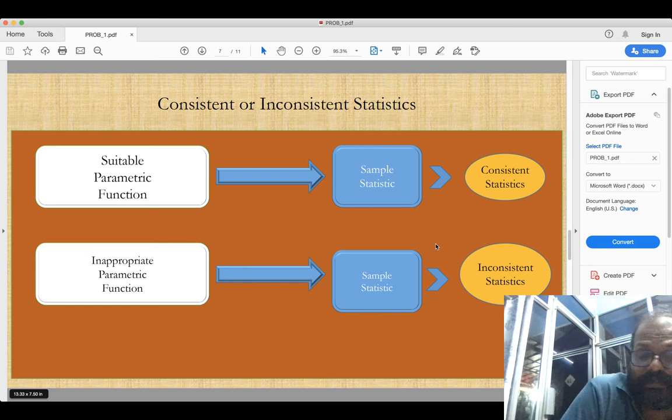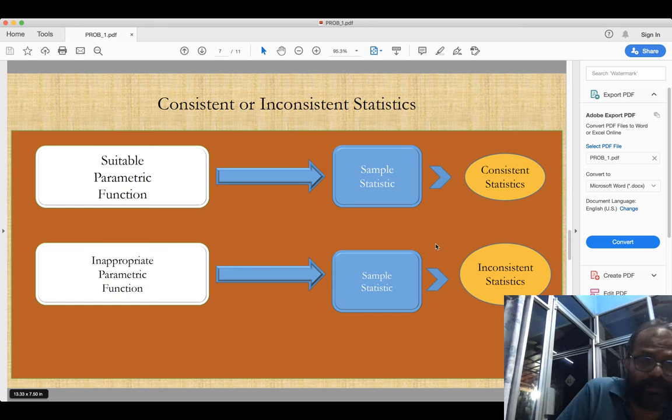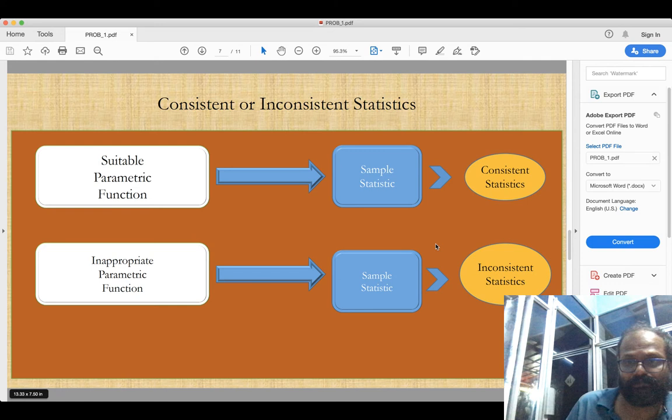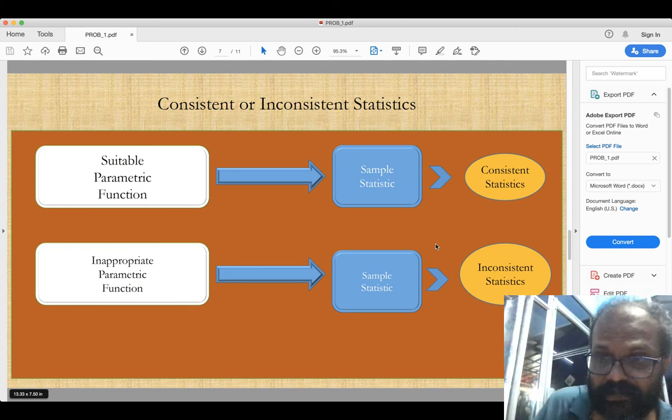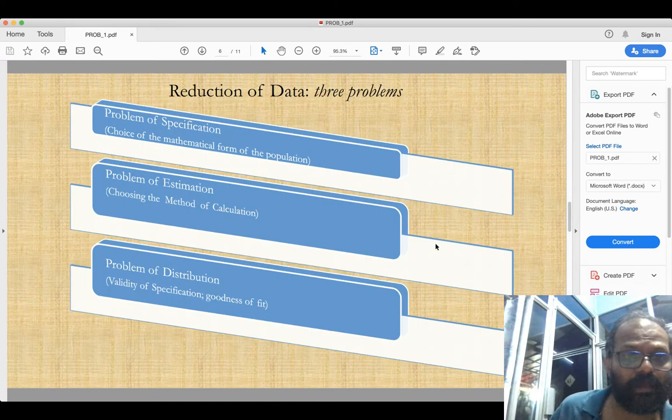Now we look at consistent or inconsistent statistics. So two things are there: a parametric function and sample statistics. Do they match one with the other? That's a question. So in that case, it's consistent statistics. So here we go back to our discussion on problem of specification.